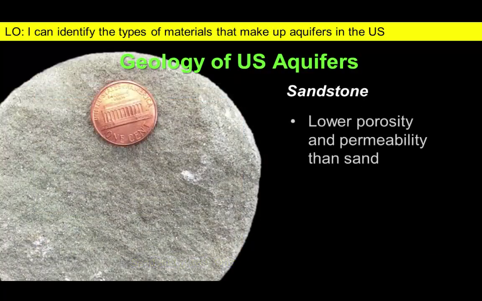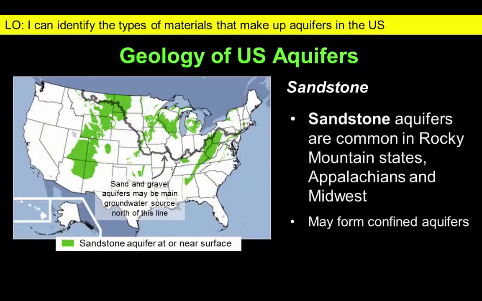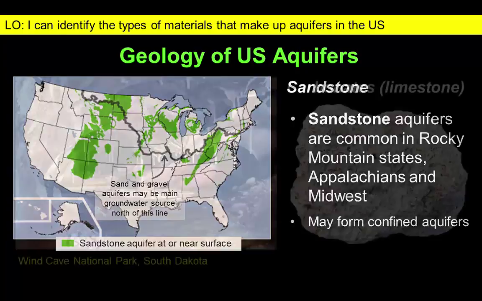In comparison to loose sand, sandstone has been compacted and its grains have been cemented together. This reduces the porosity of the original sand deposit, but it still represents a pretty good choice for an aquifer in many locations. Sandstone aquifers are common in western states, parts of the Midwest, and throughout the Appalachians. The line on the map represents the southern edge of glacial deposits. North of this line, sand and gravel are more likely to serve as the primary groundwater source than sandstone.